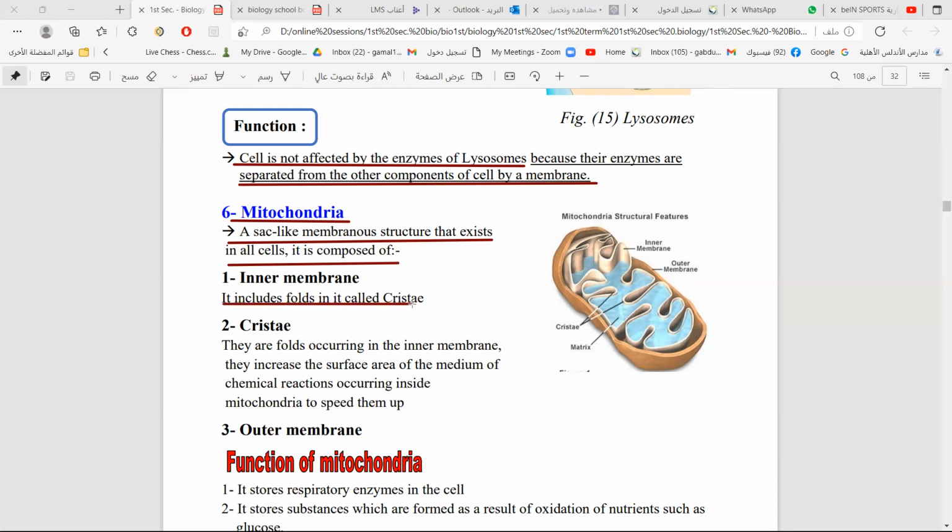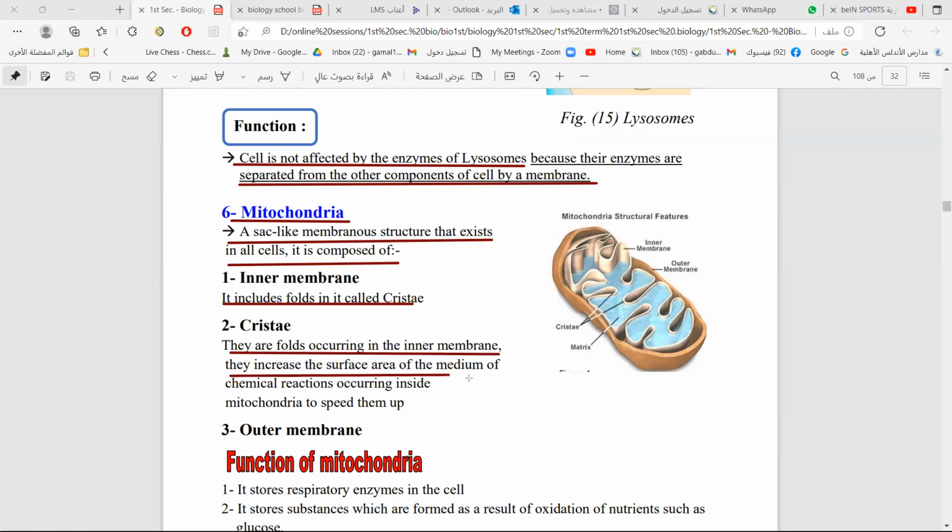It contains a double layer membrane: the outside membrane and the inside membrane, which is called the crista. It has many folds. The crista folds occur inside the membrane.